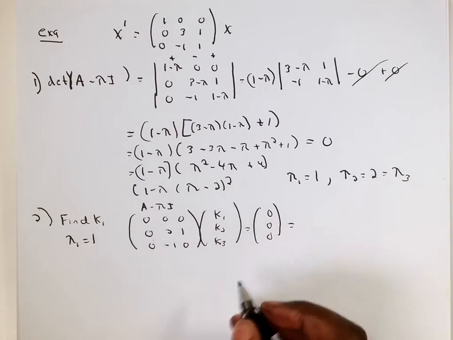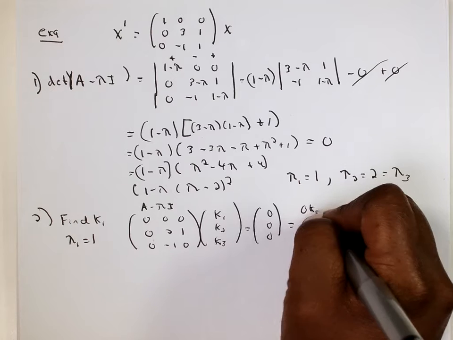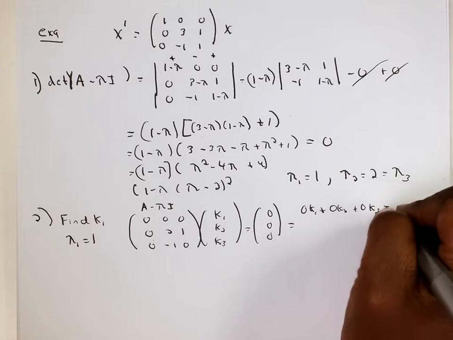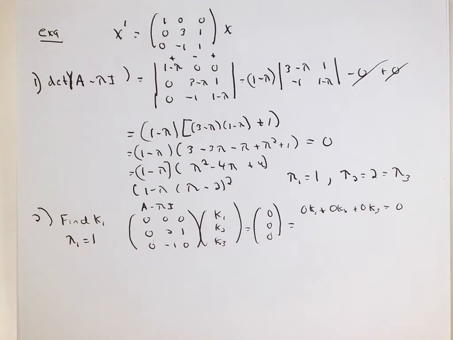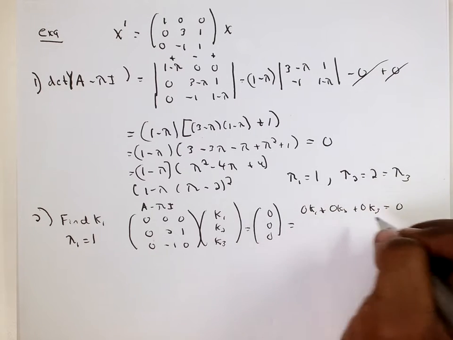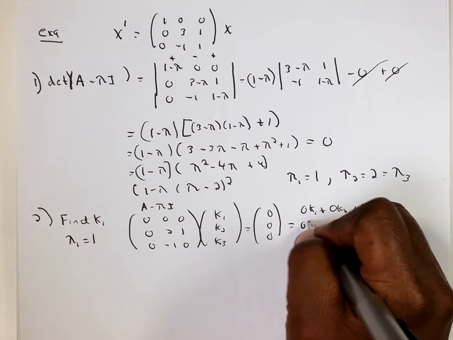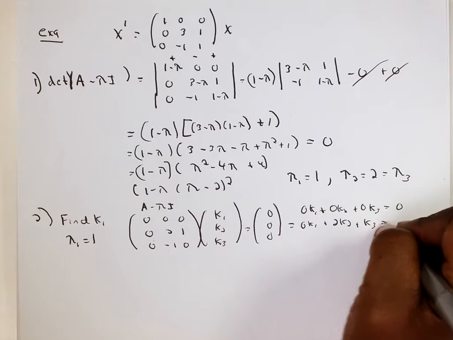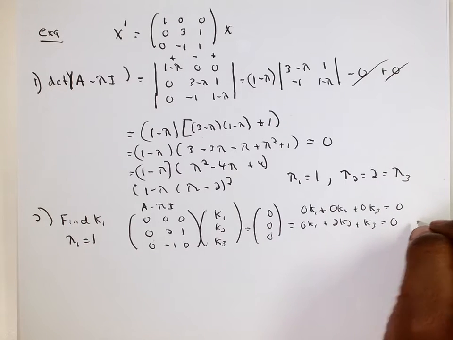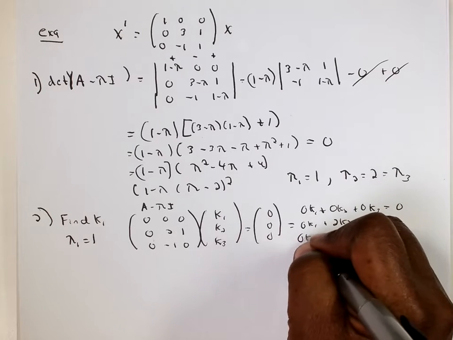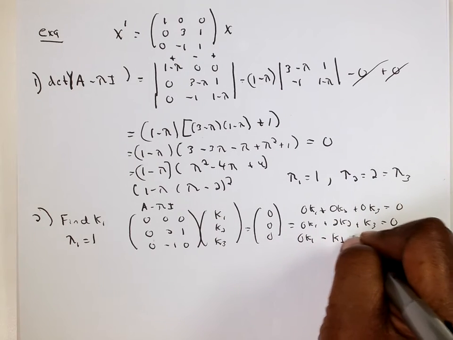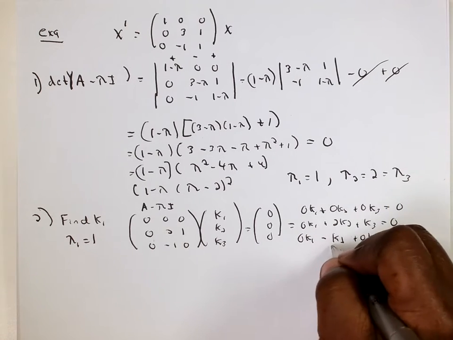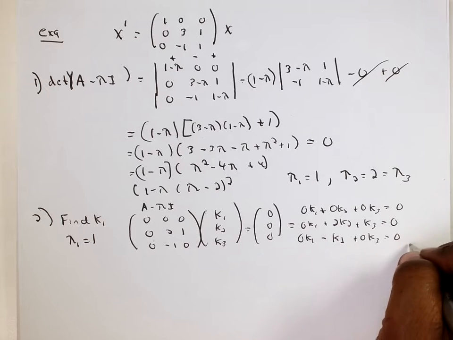So when I multiply it out, the first thing I get is 0k1 plus 0k2 plus 0k3 is equal to 0. So it tells me there's an infinite amount of solutions. My second row, I get 0k1 plus 2k2 plus k3 is equal to 0. And then my third row, I get 0k1 minus k2 plus 0k3 is equal to 0. So this last row tells me that k2 is equal to 0.